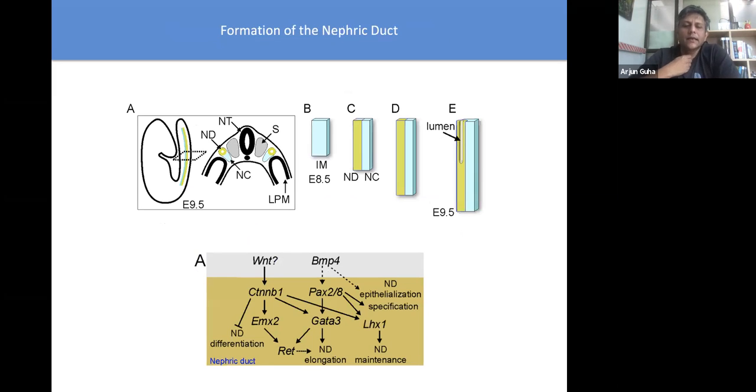So let's start looking at how you would make this branched structure. And then finally, after we finish this description, we'll go back and ask the bigger questions about how stereotyped it is, and so on and so forth. So the origin of the kidney happens around the same time as the lung. It starts around E9.5.